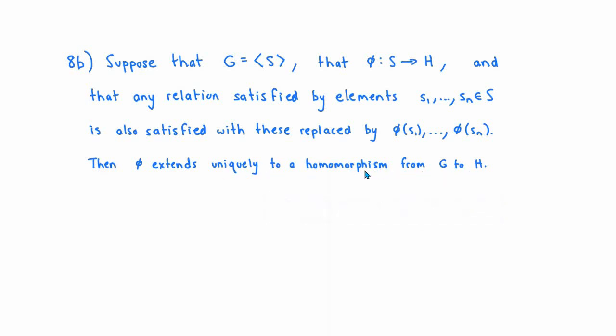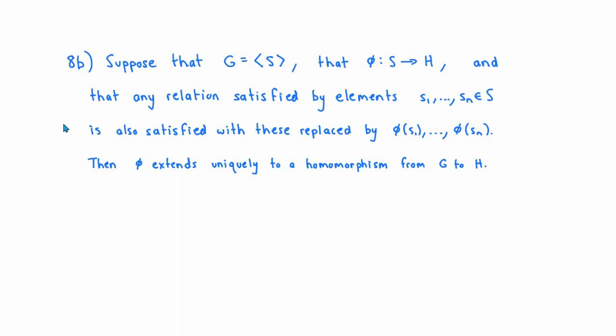Now, this is a very good companion to property 8a when you're trying to determine the collection of all homomorphisms from one group to another. Because, like I said before, not every possible choice of phi of s1 to phi of sn is going to extend to a homomorphism from G to H. But how do you know which ones do and which ones don't?